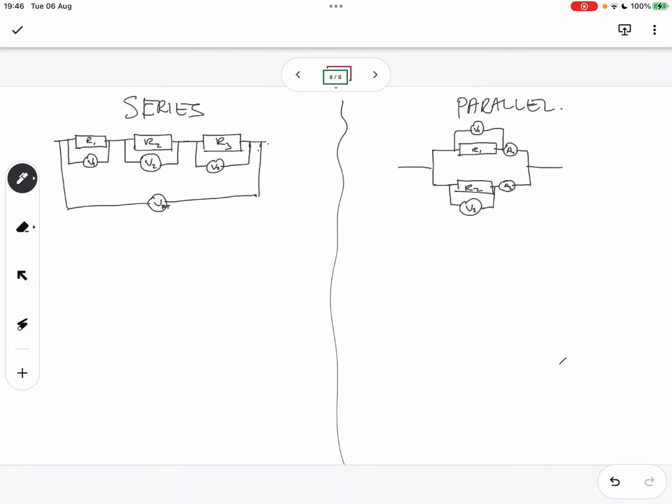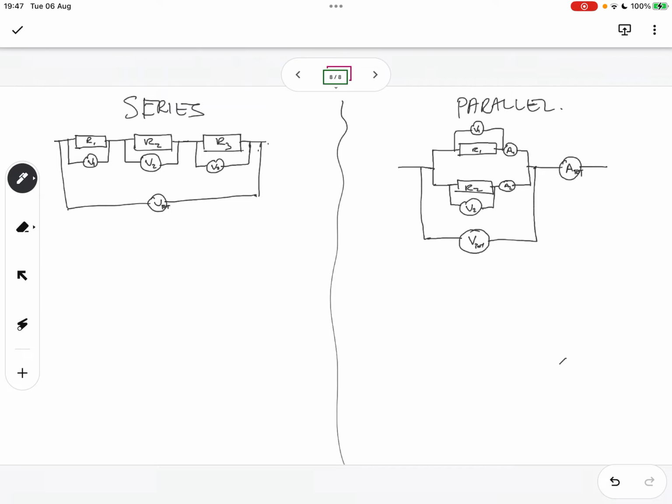The ammeter readings might also be different. And also, if you want to measure the current reading, you'd have to do it separately. But the voltage reading would also be measured in parallel. And yeah.